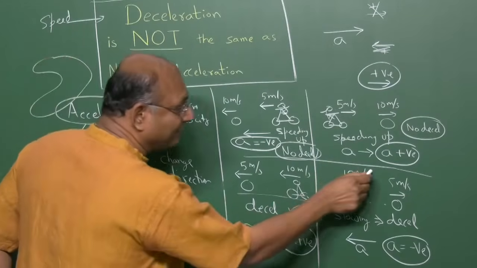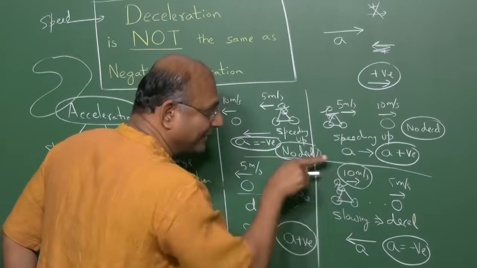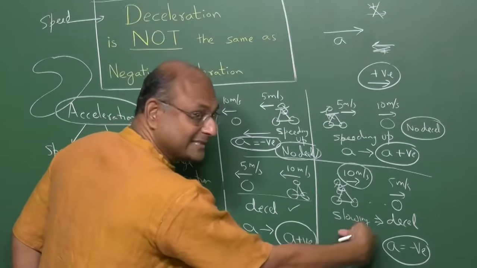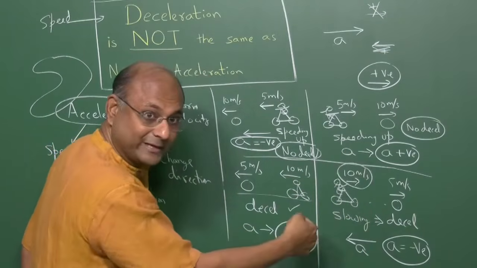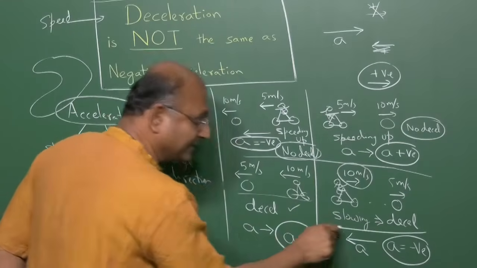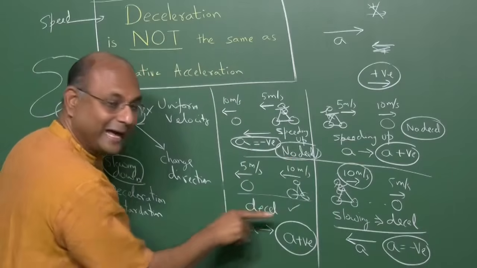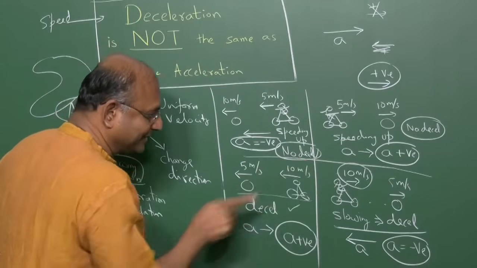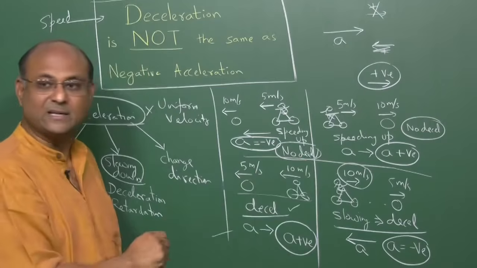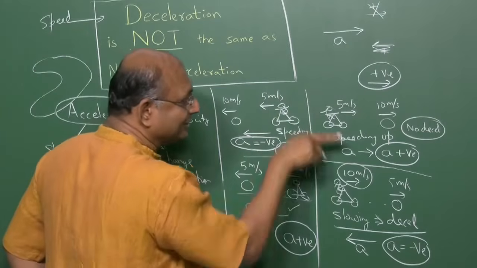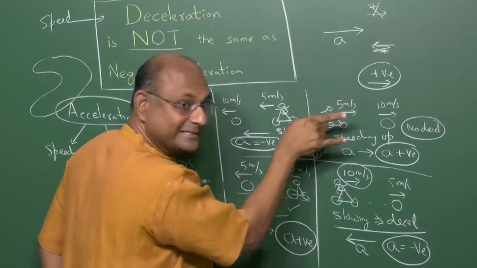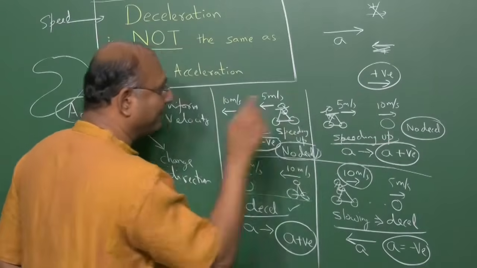If the direction of my initial velocity and the direction of acceleration are opposite, then the object is decelerating. Let us see here. Initial velocity, acceleration, decelerating. If they are pointing in the same direction, you are speeding up.